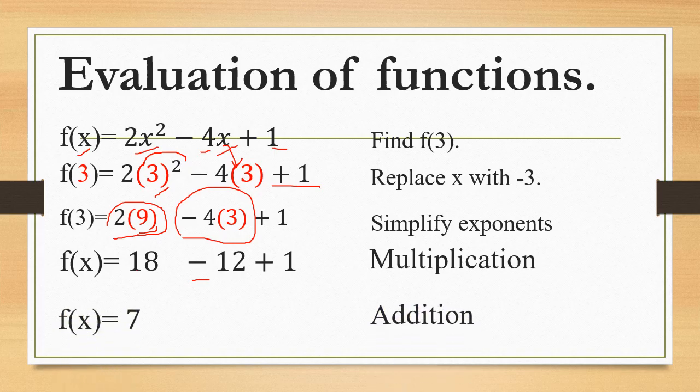Ayan, proceed with addition. So, we can collect similar terms now. So, 18 minus 12 will give us 6 plus 1 equals 7. And that is our final answer.